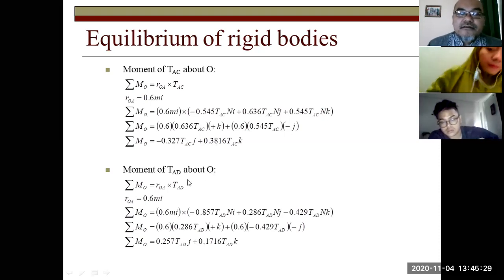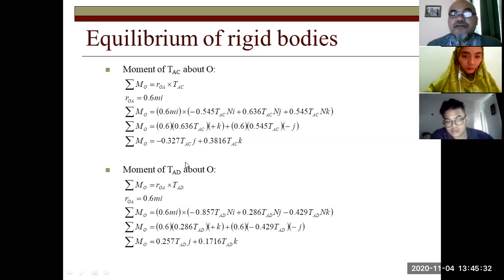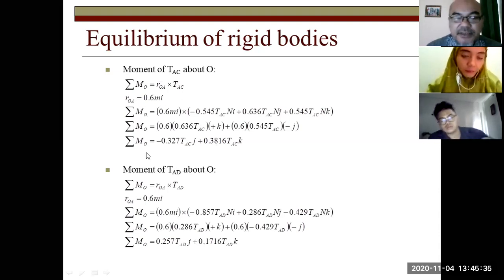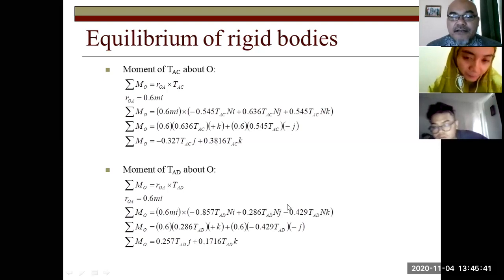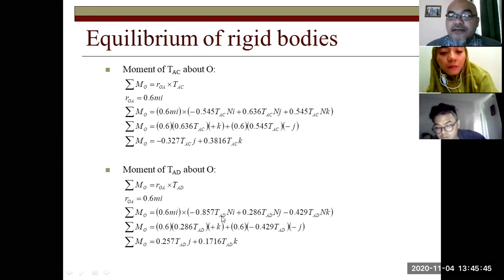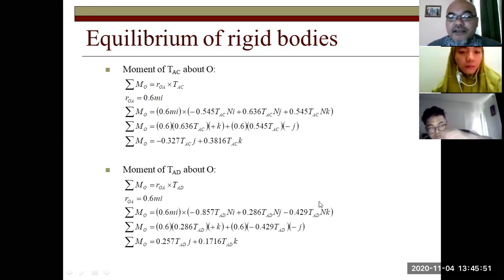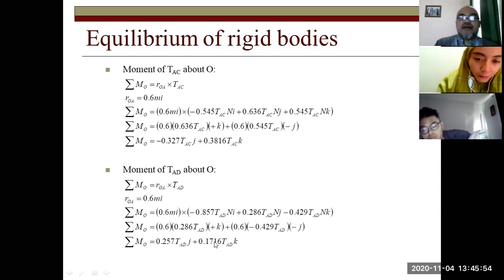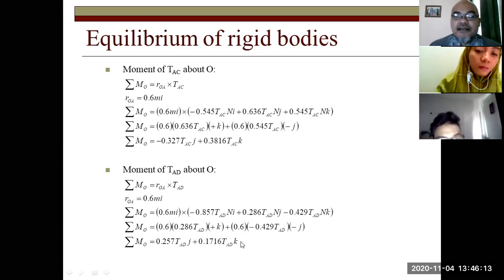Moment about O due to the TAD force can be calculated using a similar procedure. 0.6 meter I cross, we express TAD in terms of its IJK components, but I cross I equals 0, so we only calculate I cross the J component of TAD and I cross the K component of TAD. So I cross J is K, then I cross K equals negative J, but since this is negative, it becomes positive, right? So we obtain 0.257 TADJ plus 0.1716 TADK.